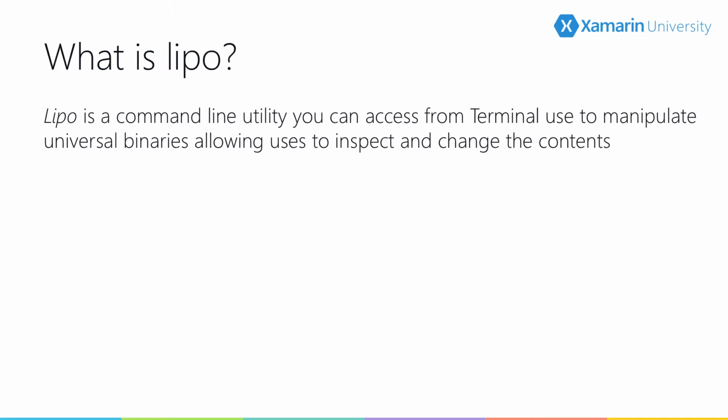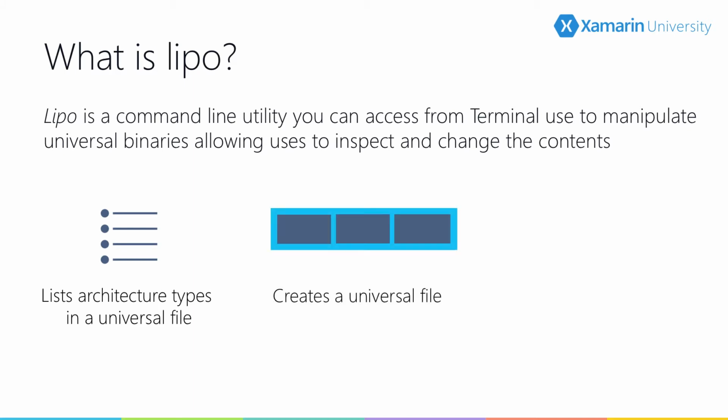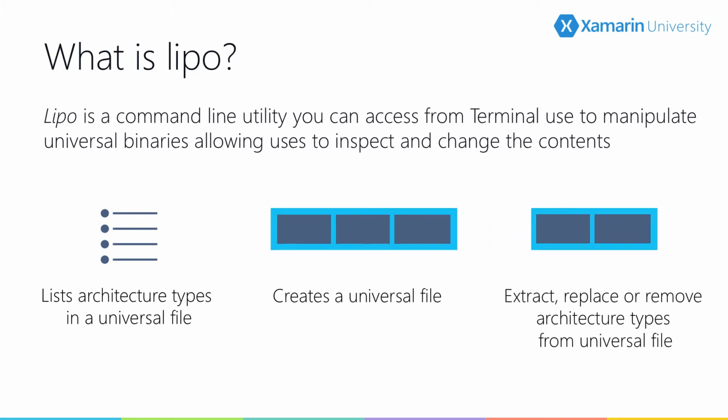To manage our build process, there are a couple of OS X and Linux command line applications available to use. The first application we're going to look at is called lipo. Lipo is capable of listing the architecture types in a universal file, creating a single universal file from one or more input files, and then lipo allows us to thin out a single universal file to one specified architecture type by extracting, replacing, and or removing architecture types from this file to create a single new universal output file.